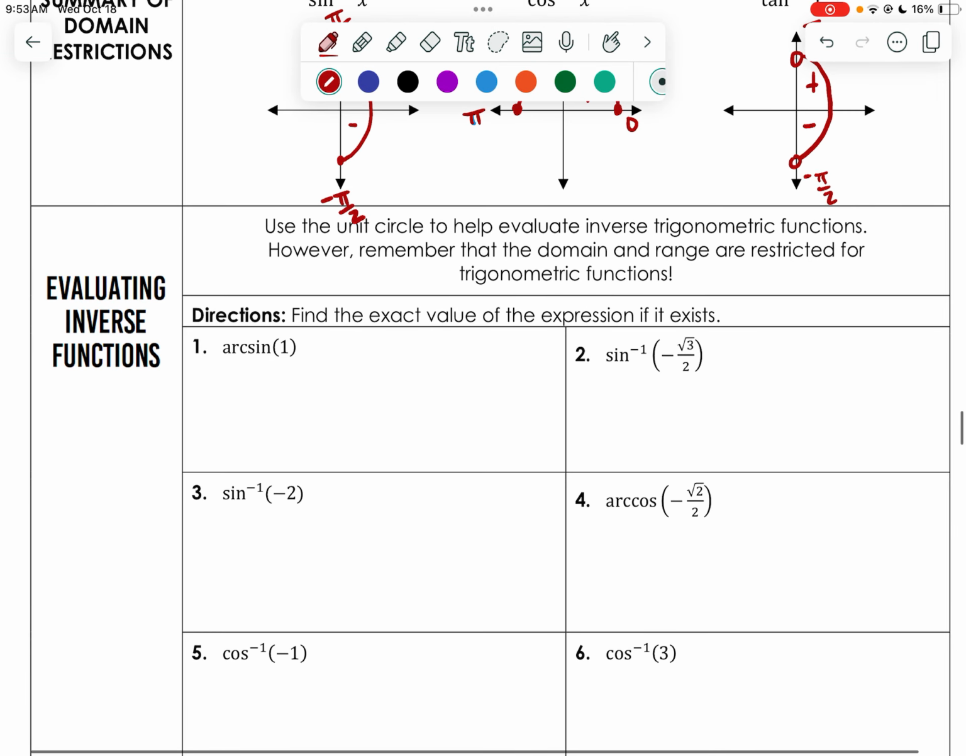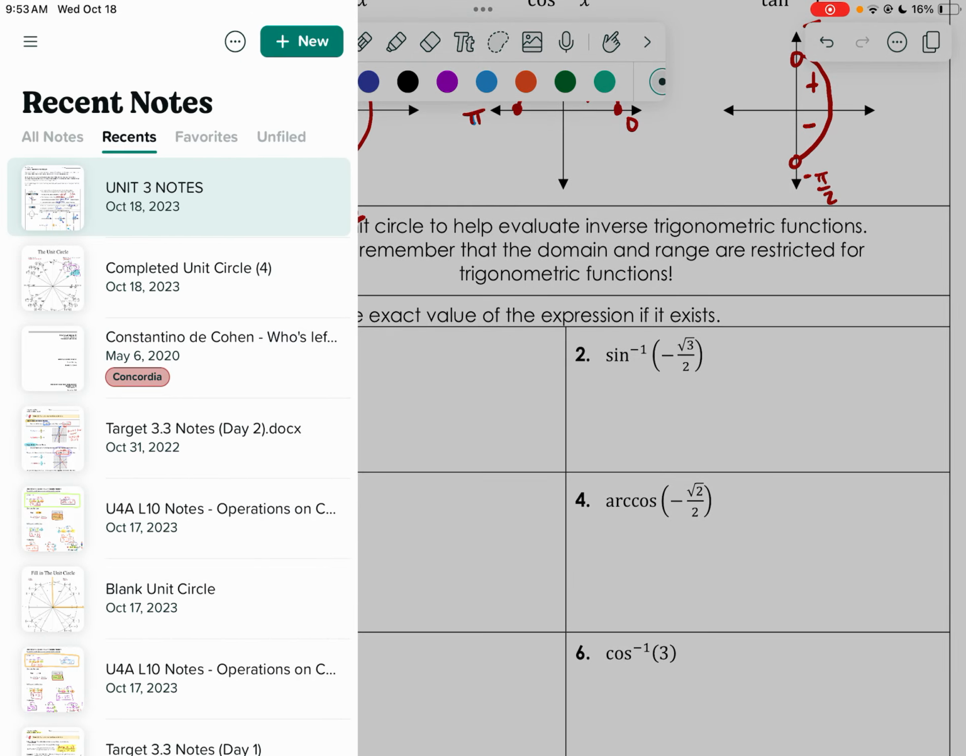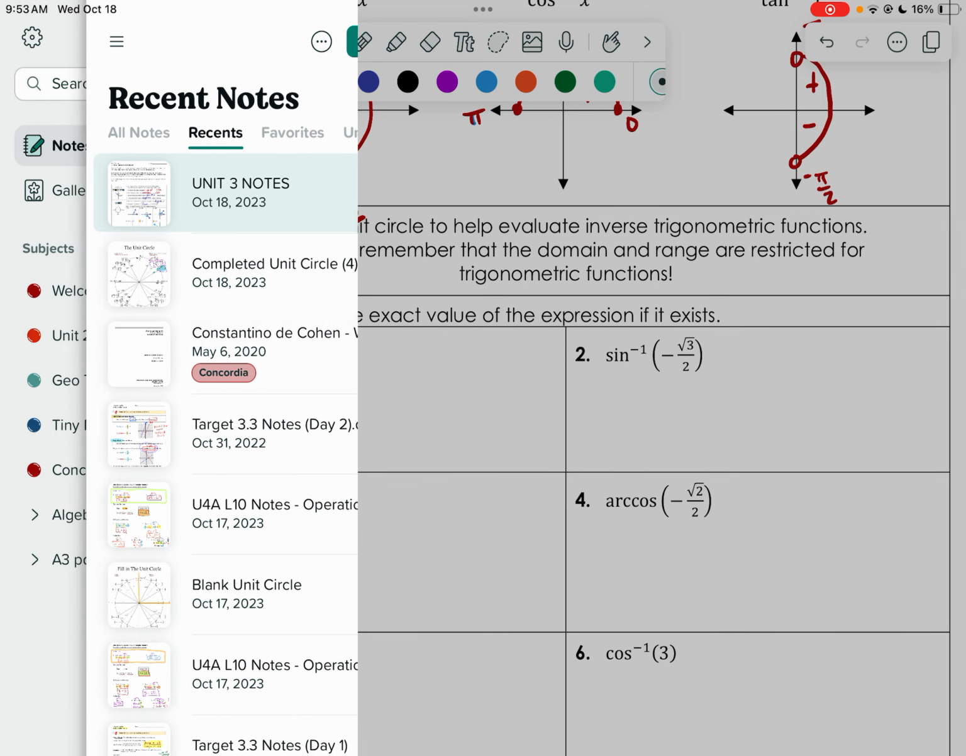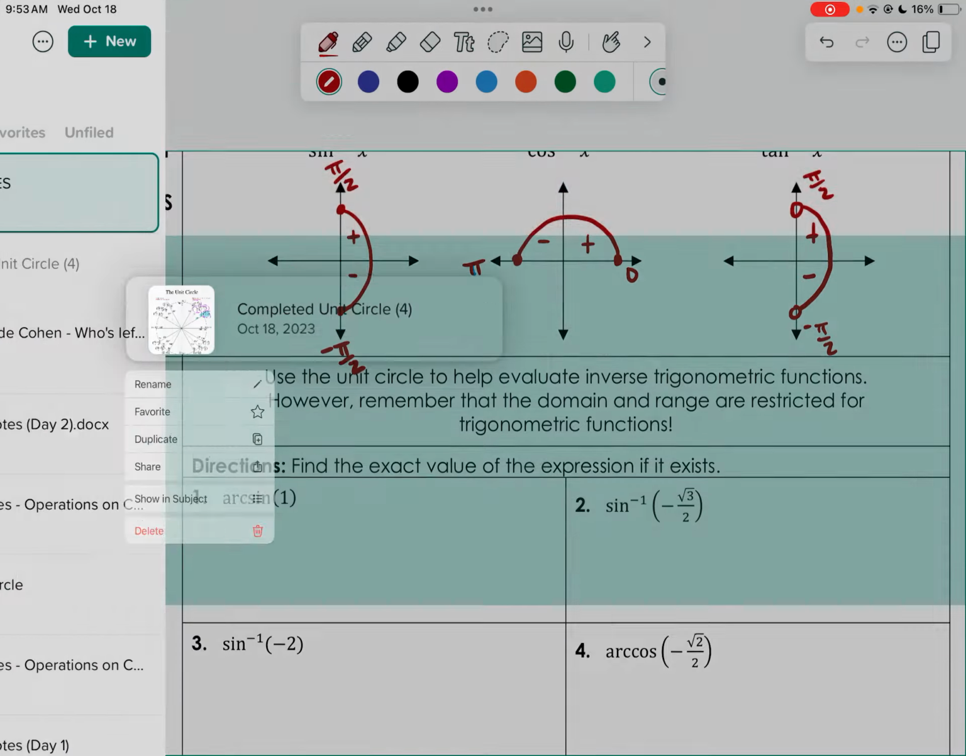Okay, so here's the big thing for today, evaluating inverse trig functions. So we're going to use the unit circle. So just for ease here, I'm going to pull up my completed unit circle. Maybe. There we go.